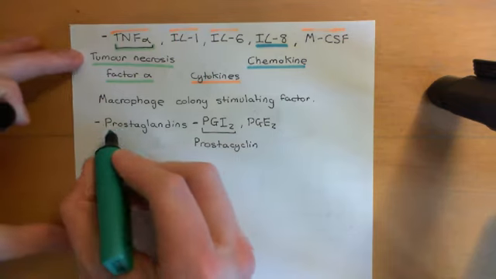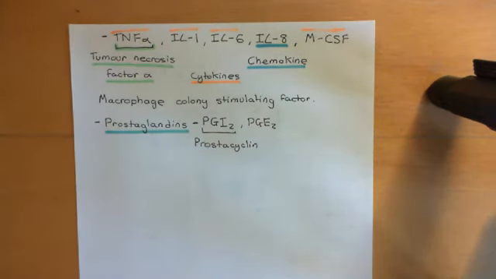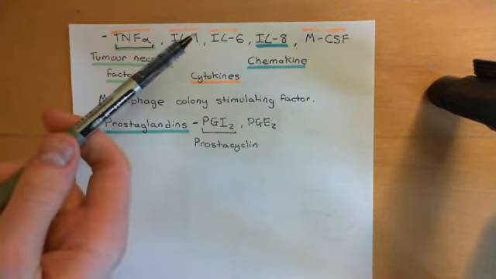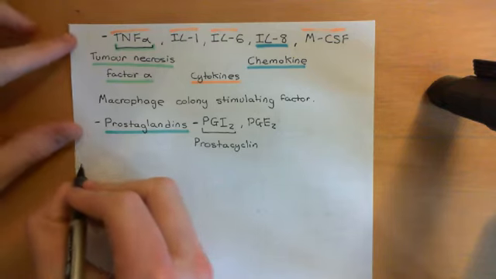So macrophages, once they've been activated by the interferon gamma and the immune complexes, are going to release this plethora of pro-inflammatory molecules: tumour necrosis factor alpha, interleukin-1, interleukin-6, interleukin-8, macrophage colony stimulating factor, prostacyclin, and prostaglandin E2. Now, we're going to start off by discussing tumour necrosis factor alpha and interleukin-1.